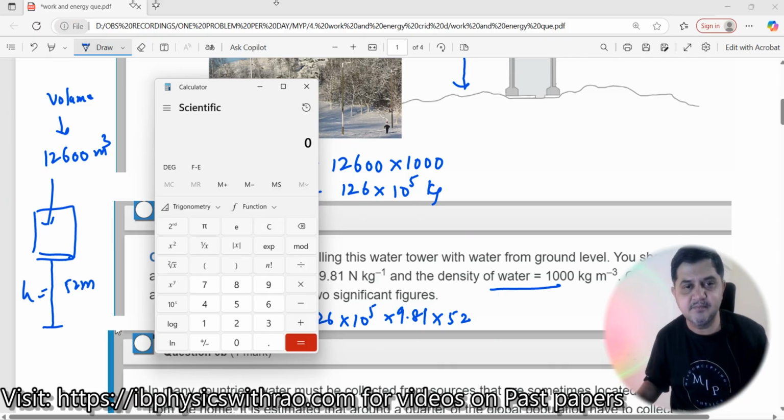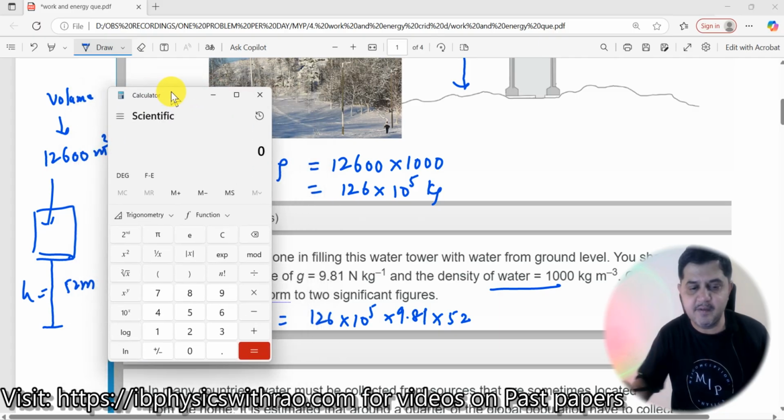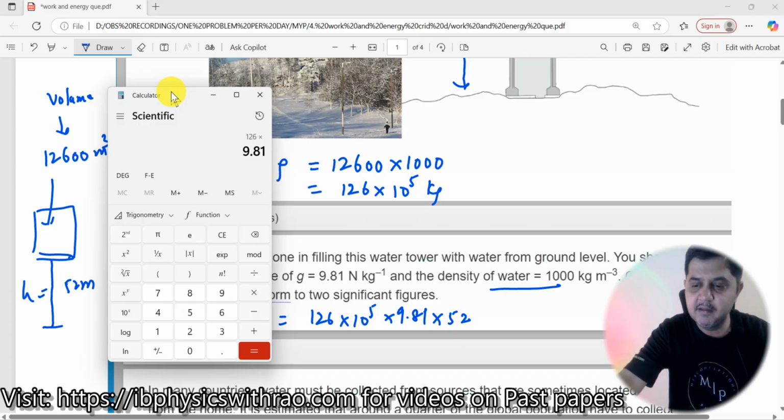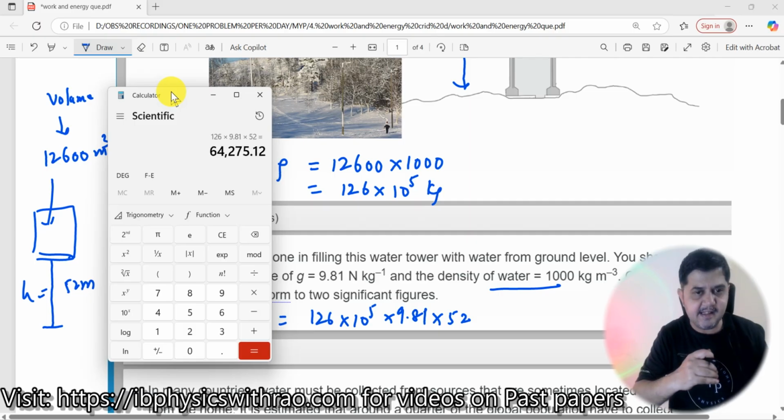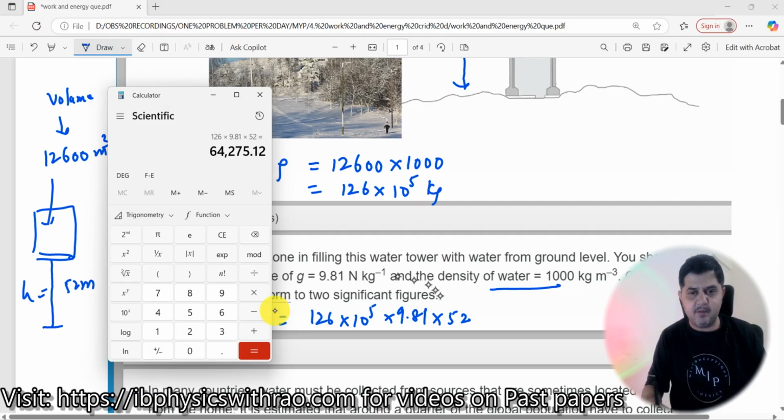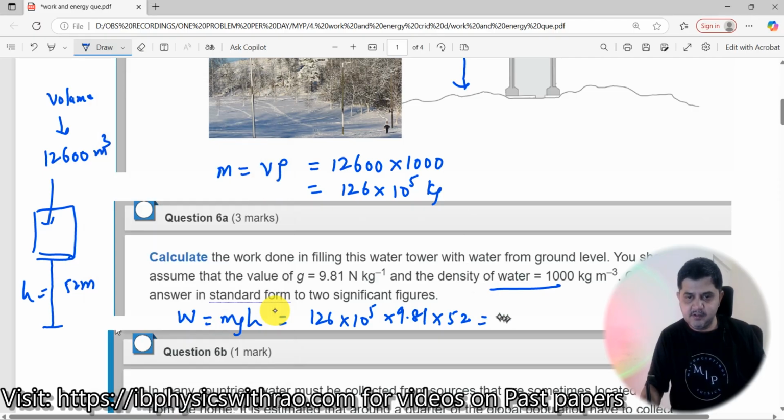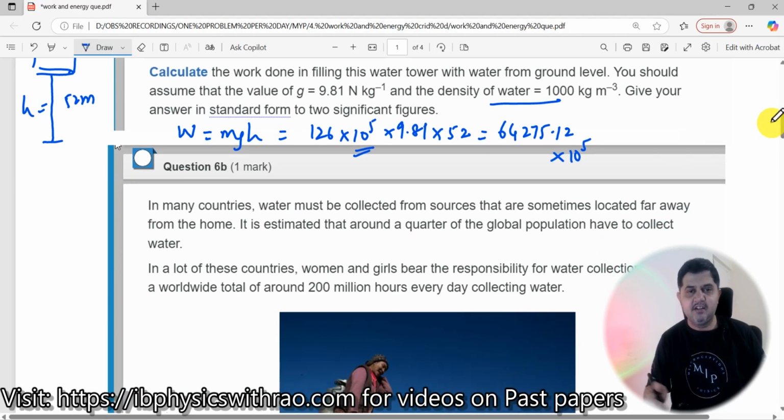I have 126 multiplied by 9.81 multiplied by 52. I get the answer as 64,275.12. And I should not leave this in 10 power, okay, because I'm not using the normal calculator, this will be the normal calculator in your computer.